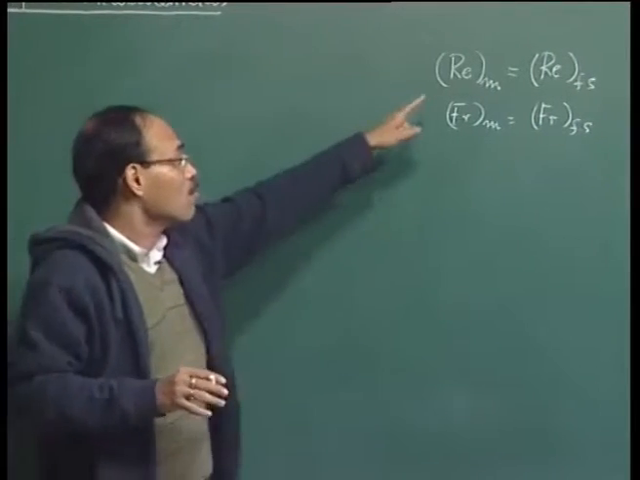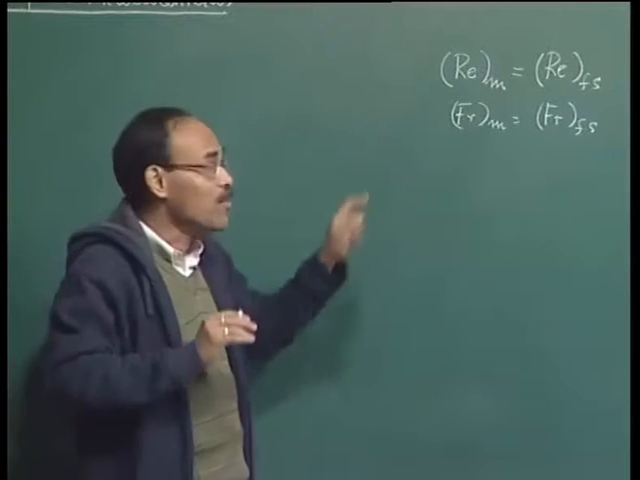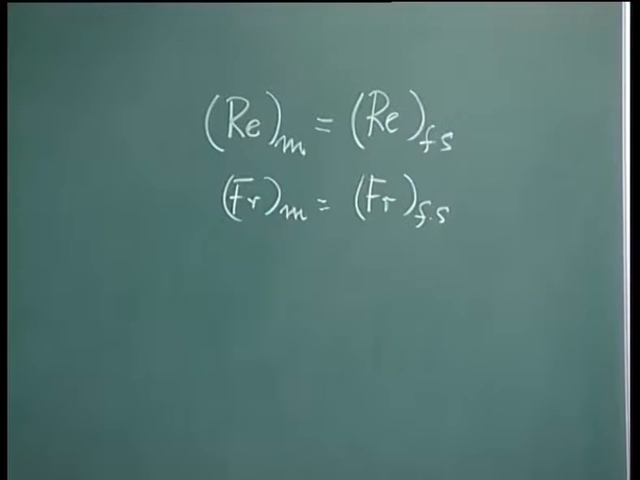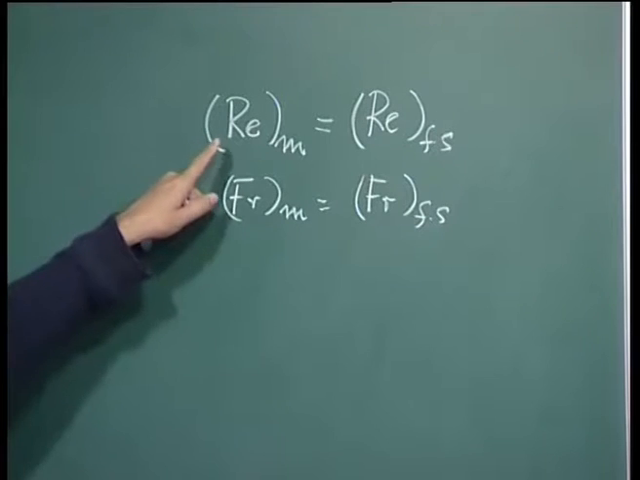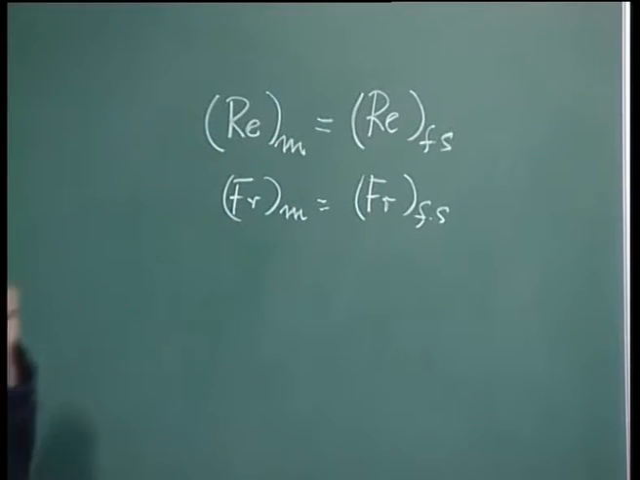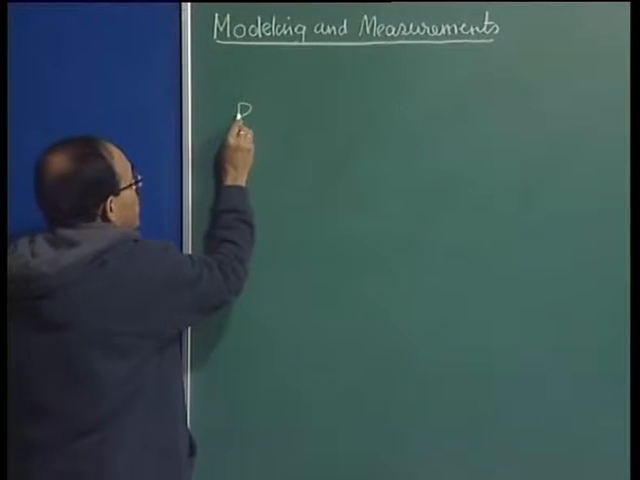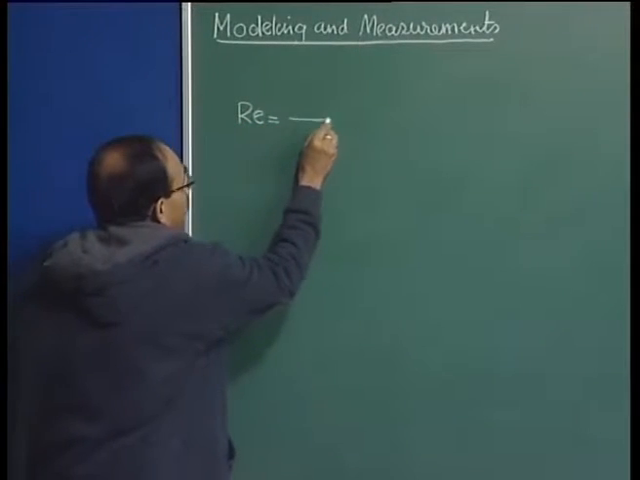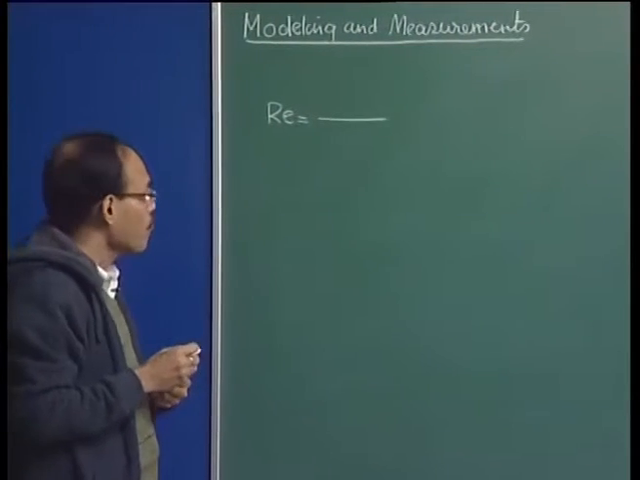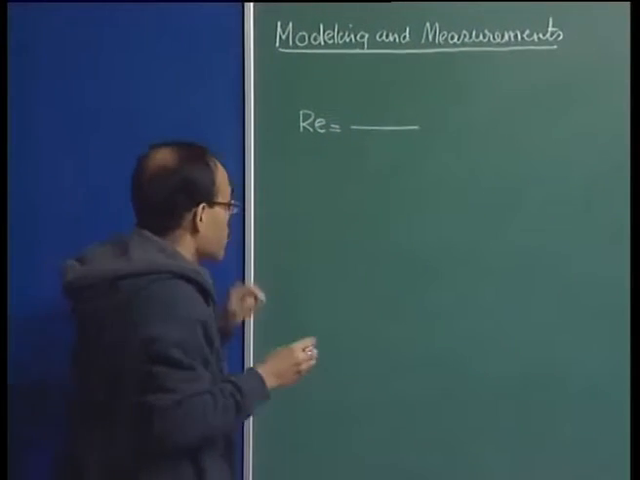Of course, before we can do this, we have to respect the geometrical similarity. So, geometrical similarity plus satisfying Reynolds similarity as well as the Froude similarity will ensure that the two systems are going to be dynamically similar. Now, let us look at the definition of Reynolds number. Reynolds number, as we know, is the inertial force by viscous force.